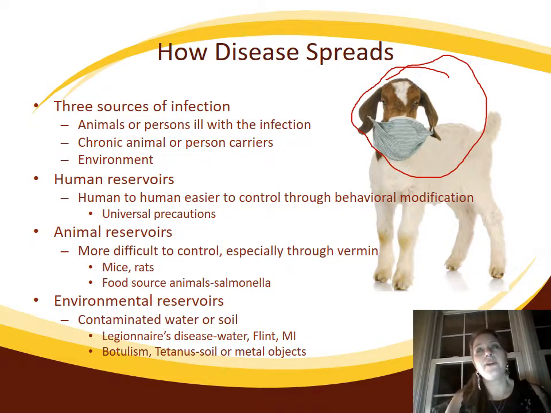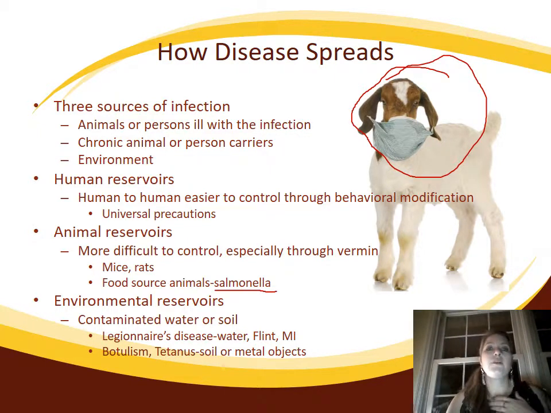Animals are obviously a little bit more difficult to control. You cannot reason with them. You cannot explain things to them. Such a pain. You can get infections, especially through vermin, mice, rats, insects, that type of thing. And then food sources. Salmonella is a common problem that we're exposed to through food sources.